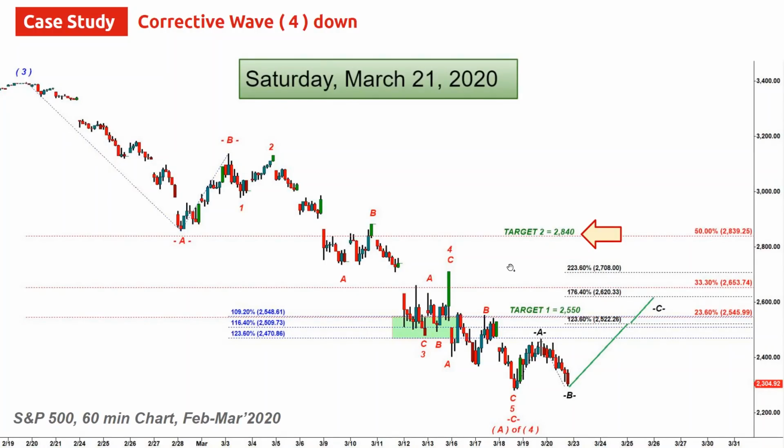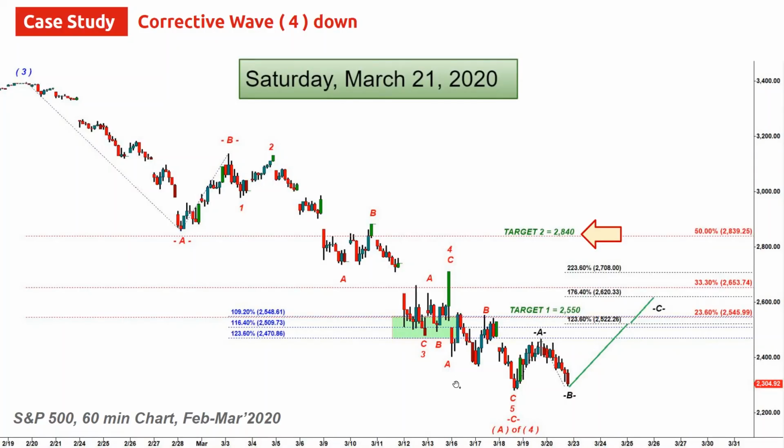Okay, let's zoom in to the 60-minute chart of S&P 500. We got A, B, and C, and this is the forecast I posted on Saturday, March 21st. My expectation was that first S&P 500 would reach 2,550, and second it would reach 2,840. It's a very important chart, because you see here it was 2,300. As you may know, S&P managed to drop another 100 points, but you know what happened next? We first tagged 2,550, and finally we approached my second target.